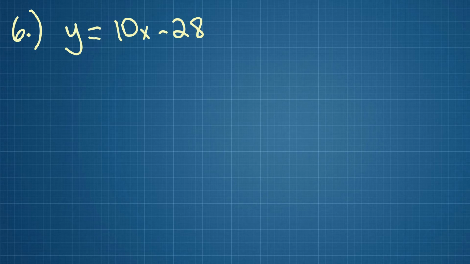All right, number 6. Y is equal to 10x minus 28. So step 1 means I'm going to switch x and y.